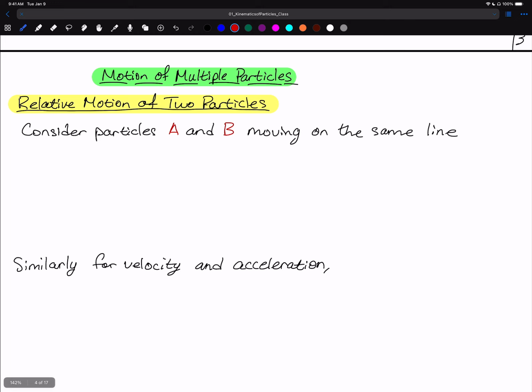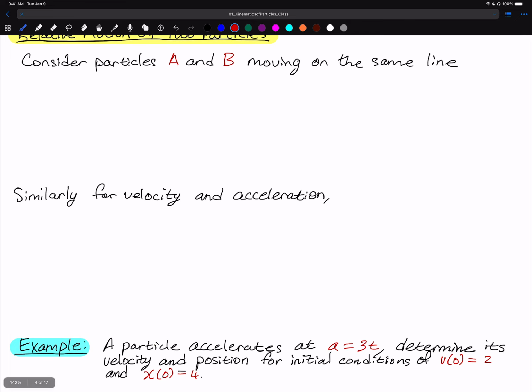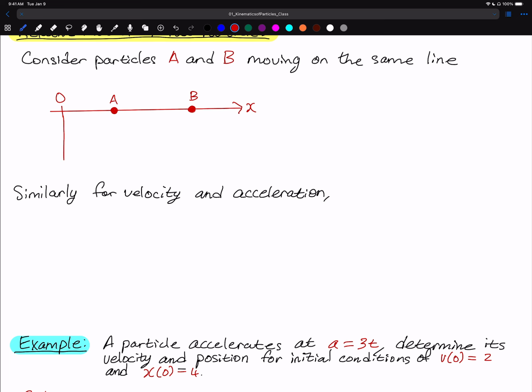Specifically, we're going to look at relative motion, relative rectilinear motion, of two particles. We're going to consider two particles, A and B, that are moving on the same line. Let's draw our line here. Positive direction to the right, we'll just say that is the direction x. We'll have particle A here, particle B here, and then we're going to assign the origin over here to the far left. And let's extend this line down because we're going to use that to dimension things.